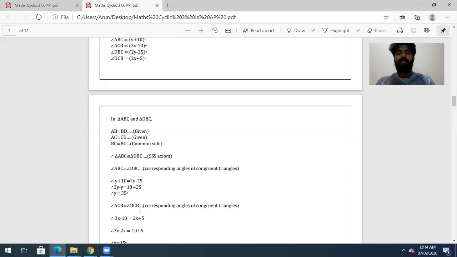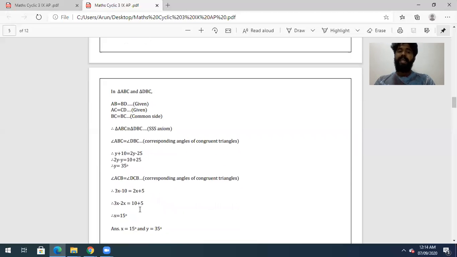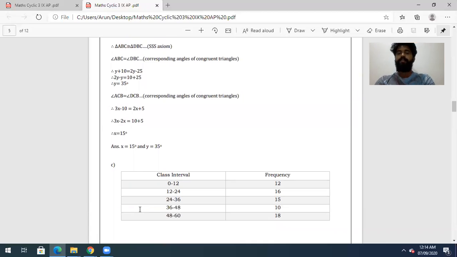So therefore y plus 10 is equal to 2y minus 25. So we have 2y minus y is equal to 10 plus 25, which is 35 degrees. So y is equal to 35. Now for x, again corresponding angles of congruent triangles. This time we will take ACB and DCB. So angle ACB is equal to angle DCB. 3x minus 10 is equal to 2x plus 5. So 3x minus 2x is equal to 10 plus 5, which is 15. So the final answer statement is x is equal to 15 degree and y is equal to 35 degree. I hope you've understood this answer as well, students.